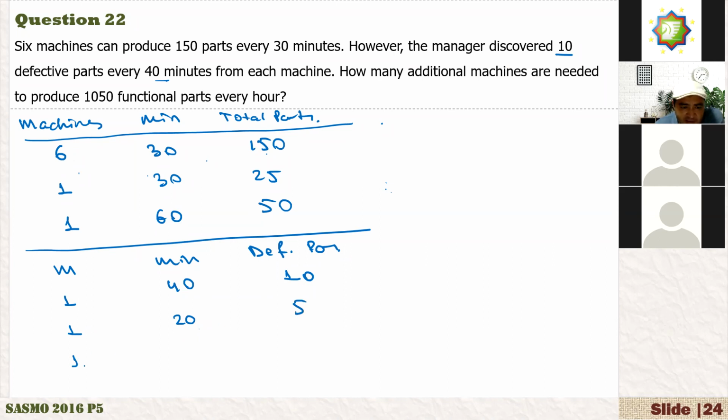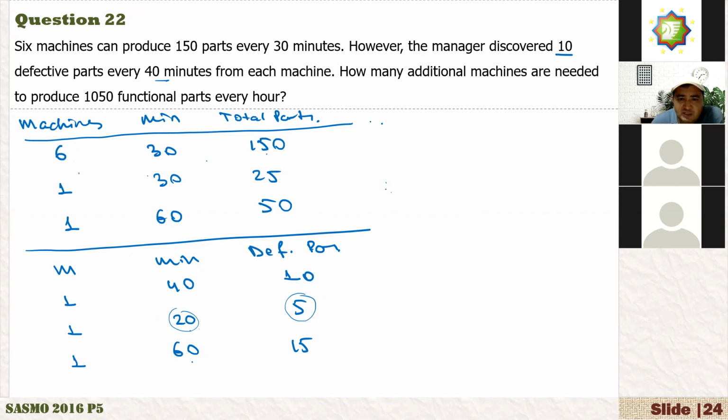And how about in 60 minutes? In 60 minutes, just multiply by 3, because if you have more time, they produce more; if we have less time, they produce less. Multiply by 3, and in 60 minutes they produce how many defective parts? They produce 15 defective parts, right?